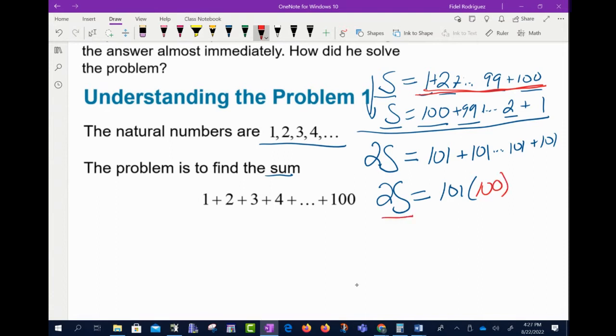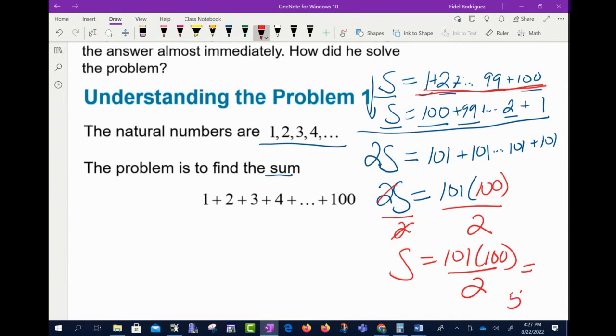So if I wanted to find the sum, I could just divide it by 2, right? Because I really had twice the sum. So the sum is going to be 101 times 100 divided by 2. And the answer is 5,050. And that's how we did that problem, okay?